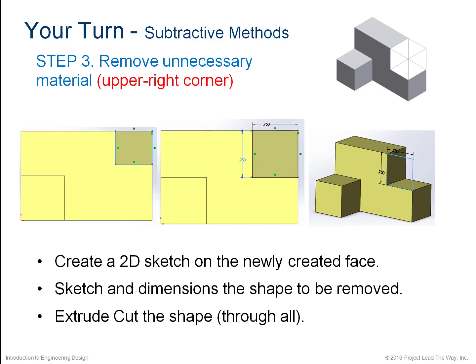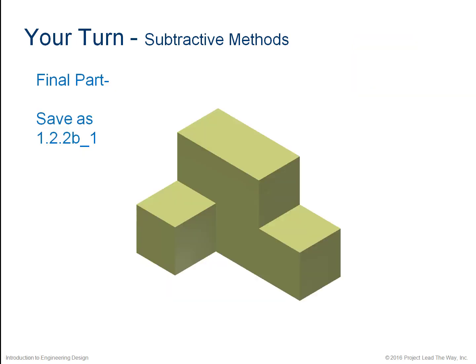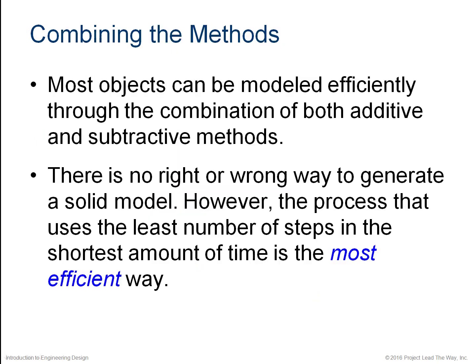And there you see the square cut out. And voila, you've got your finished part. Now go ahead and save this as 1.2.2, and I just called it B1. Save it as anything that will identify it as 1.2.2b as the model. You don't have to submit this part. This was just an exercise for you to see how to do extruded cuts.